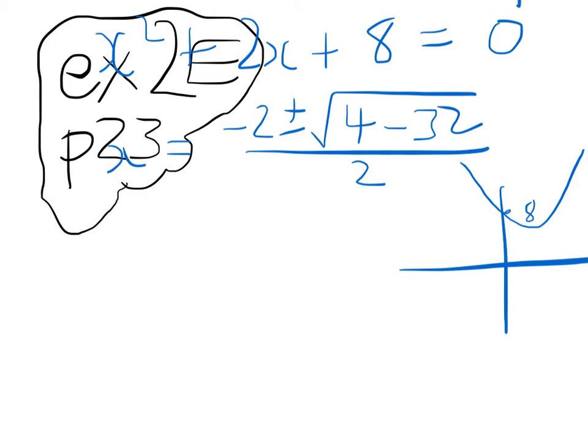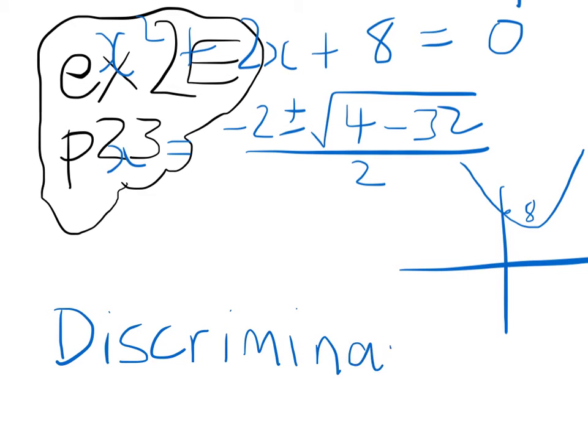The thing under the square root is called the discriminant, or something like that spelling, the discriminant. So it's the bit under the square root in the quadratic. Here, the discriminant is minus 28. It's the fact that it's negative which causes problems. So if the discriminant is negative, no real roots.